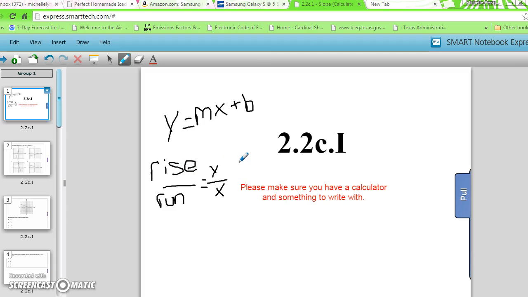So make sure you have your calculator. TI-30XS is my absolute favorite calculator for Algebra 1 because it has a fraction button, and it just makes slope so much easier. So let's start with the first one.